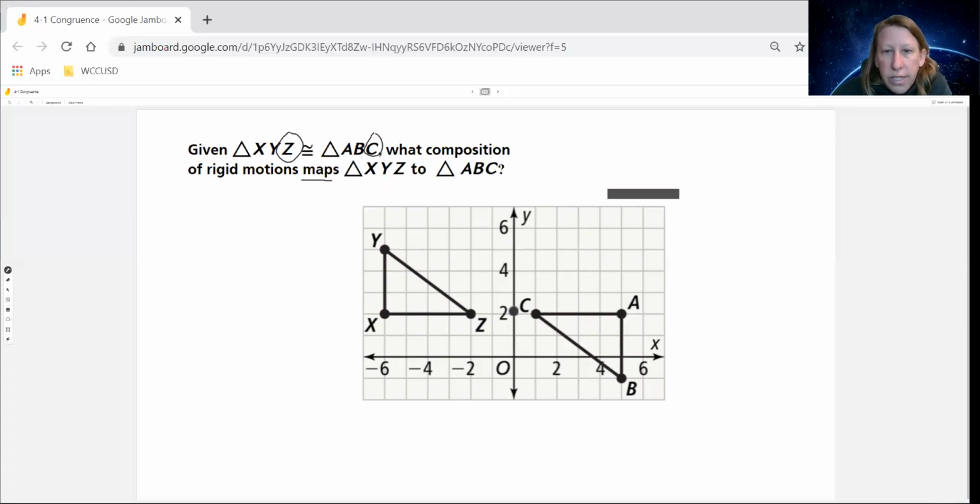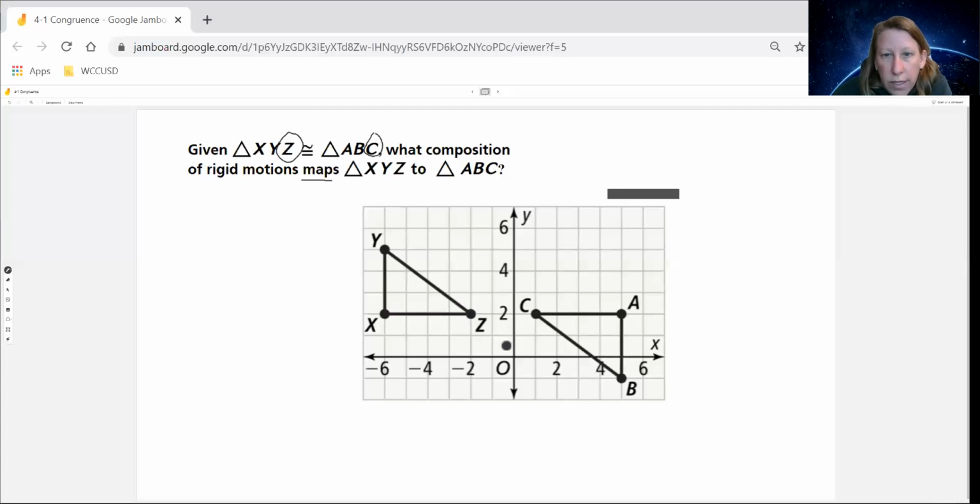So I could just move Z 3 to the right, but then the rest of the triangle wouldn't be in the right orientation. So I'm going to have to do a little bit more than that. How are we going to get point Z to point C and bring the rest of the triangle along? There's lots of ways to do this. I think there's going to be a rotation involved here. And it's not always easy to see it right away. You might have to play with it a little bit.